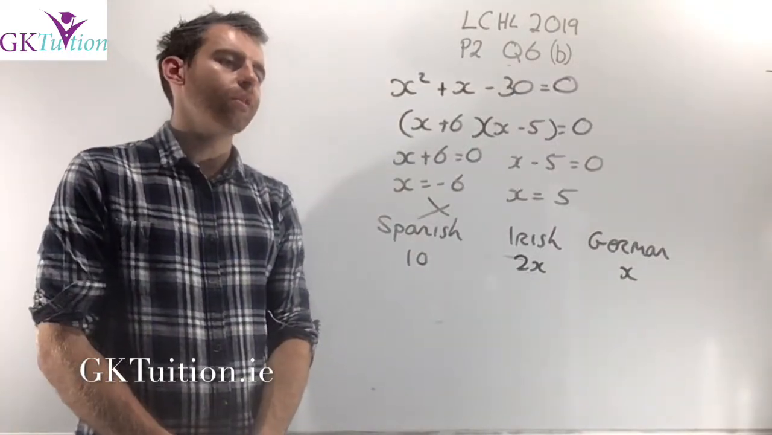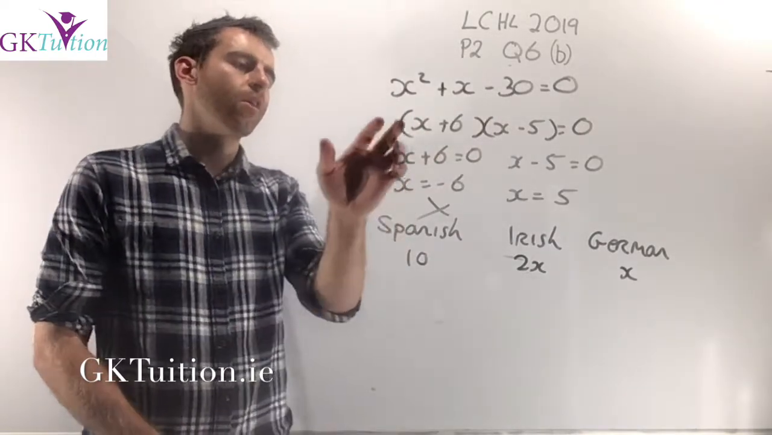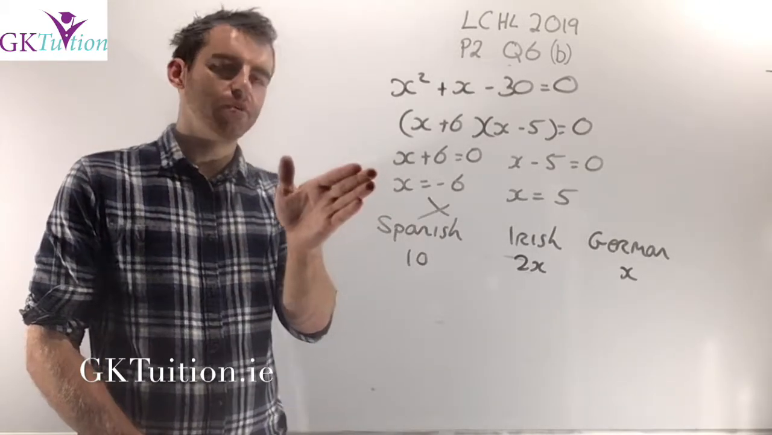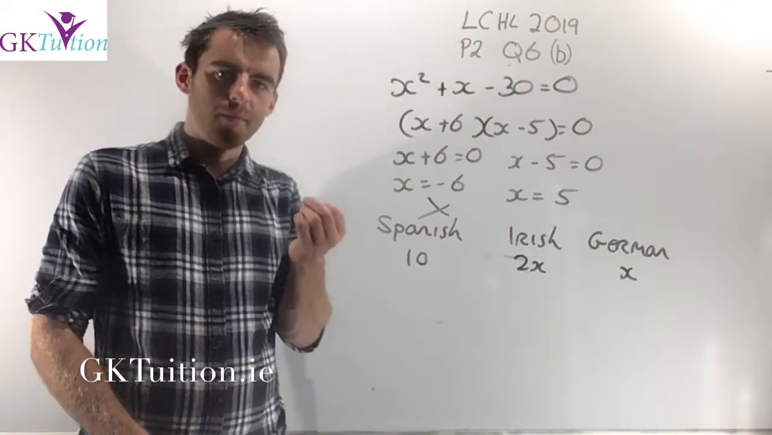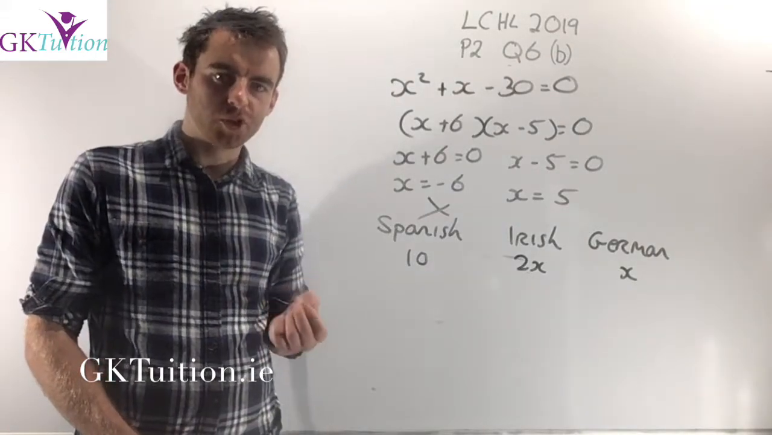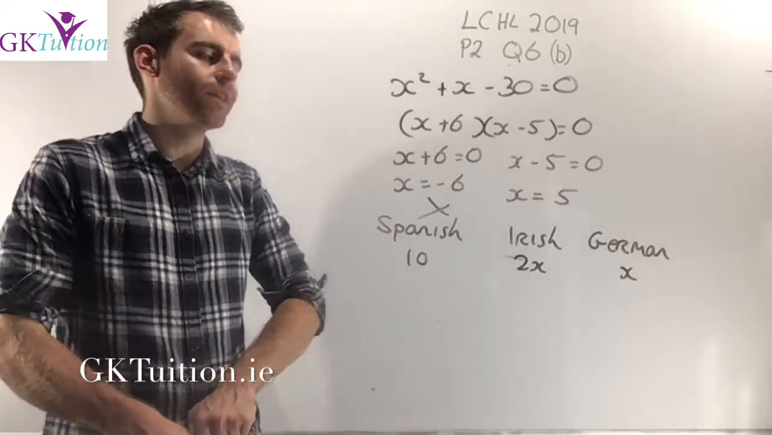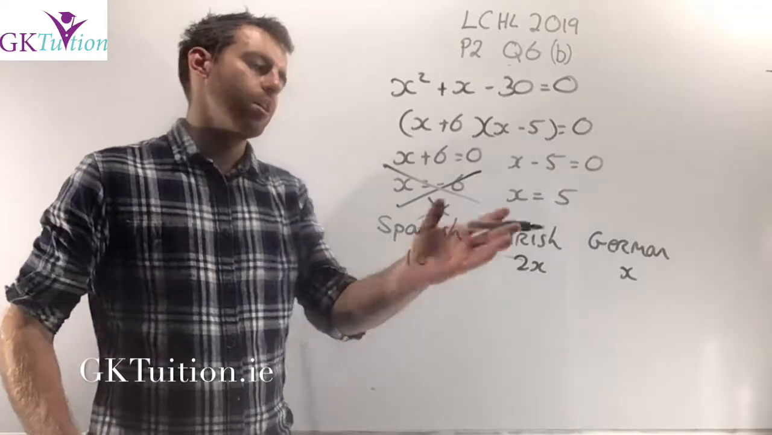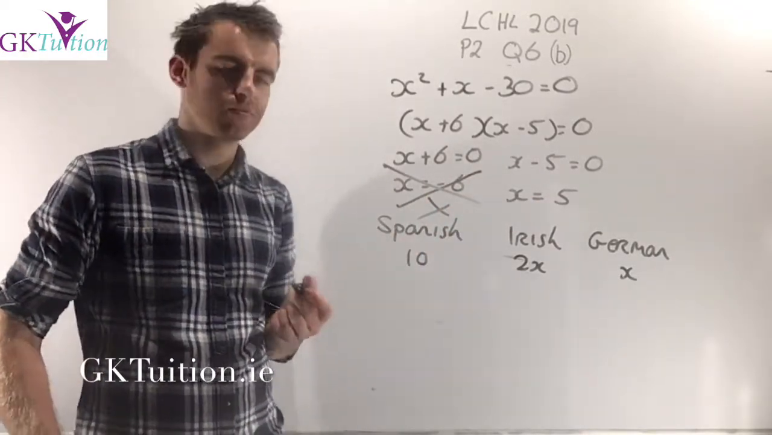So now if we just factorize our quadratic, the factors of x squared plus x minus 30 are x plus 6 and x minus 5. So if we simplify that down, our two answers are x equals minus 6 and x equals 5. But obviously, remember that x represents the number of German children waiting for this swing. It doesn't make sense to say that minus 6 German children are waiting for the swing, so that one we can eliminate. And the answer must be 5. There's 5 German children waiting for the swing.